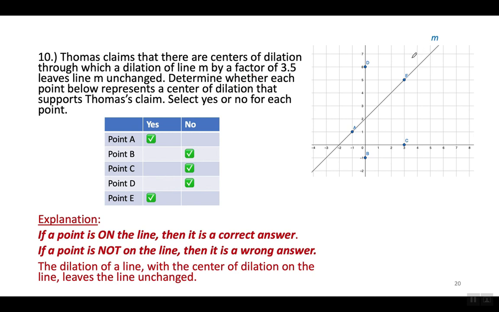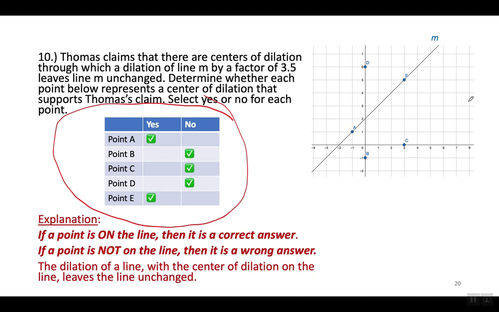If you know how to read, you don't need to get intimidated, because the question is very simple. Determine whether each point below represents a center of dilation that supports Thomas's claim. Select yes or no for each point. There's a question like this on the test, and all you have to do is check which point is on the line. If a point is on the line, then it supports Thomas's claim.